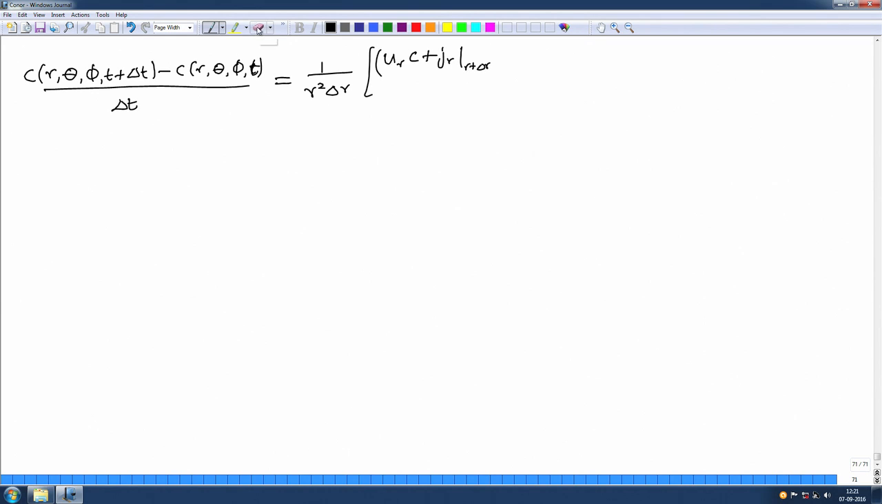at r, times r square minus the same at r plus delta r, times r plus delta r whole square. Okay. I have cancelled out sin theta, delta theta and delta phi. These do not change as I am varying r.